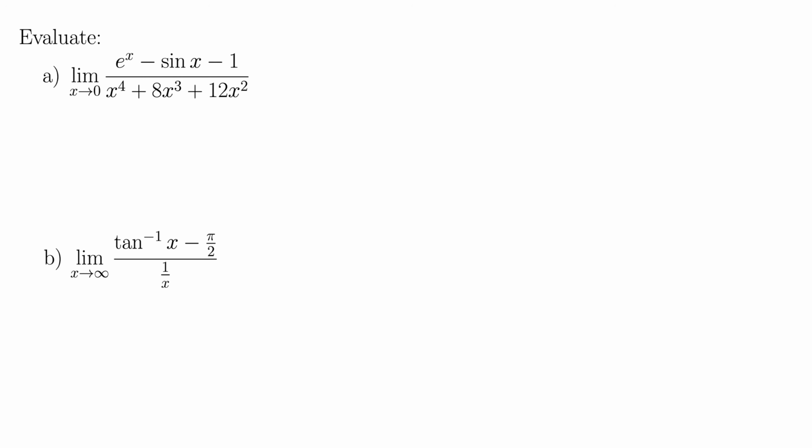For part B, we have the limit as x goes to infinity of inverse tangent of x minus pi over 2, all over 1 over x. And a hint for this one is to remember what the graph of arctan looks like. It's super useful as you do limits, and this will be useful in Calc 2 as well. But it looks like this.